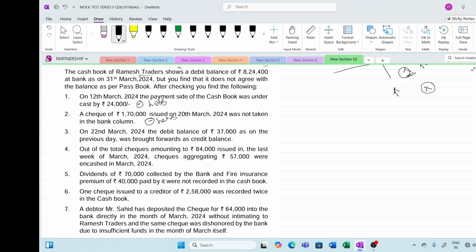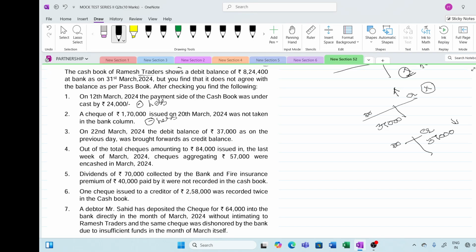On 22nd March, the debit balance of 37,000 was brought forward as a credit balance. You have to be very careful about this. See here, this is the debit side and this is the credit side. My balance on that day was 37,000. But when I take it to the next page, debit and credit in my cash book, what happened? I have taken this balance to the payment side. So automatically my balance has come down.